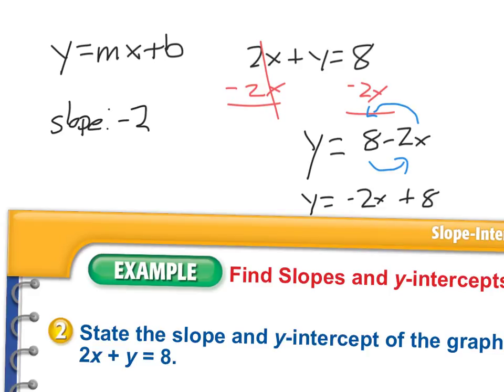Good. Now, what is the y-intercept? It is +8. Any questions about that?